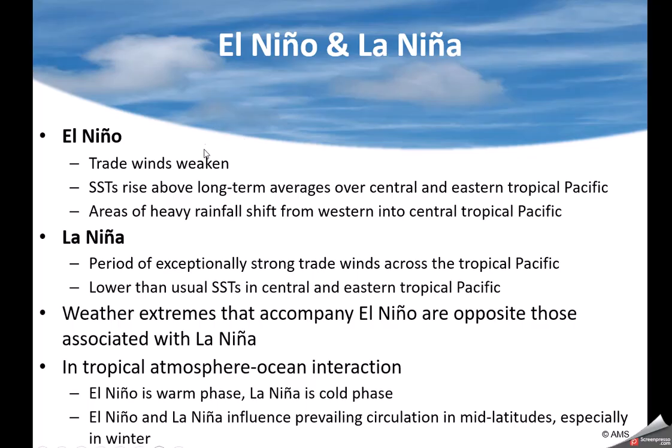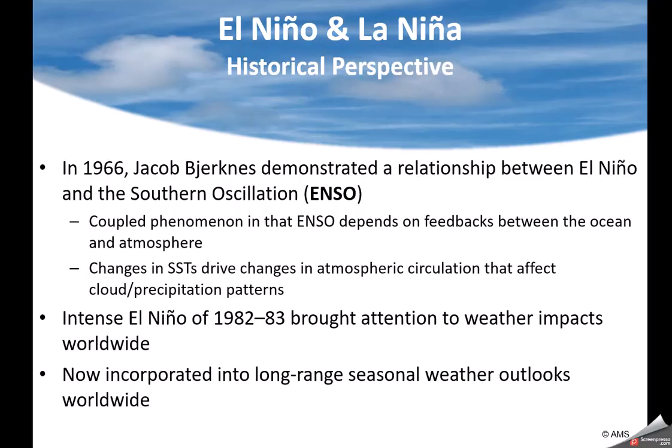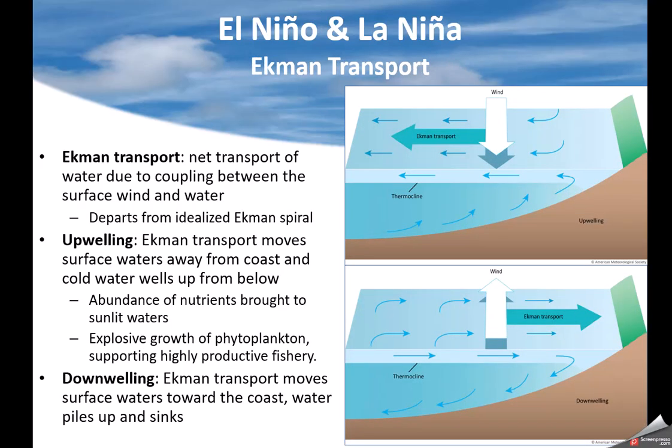So El Nino and La Nina are also features of the planetary circulation. We'll learn that El Nino basically means we have warm water over the eastern part of the Pacific. La Nina means we have cooler water. So that ENSO, the Southern Oscillation, was learned about in 1966, and we have discovered that when you go back in time, you can relate that to how weather conditions are impacted around the globe.